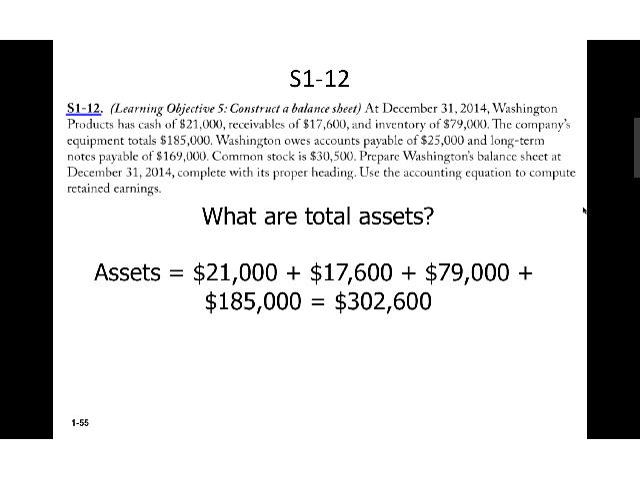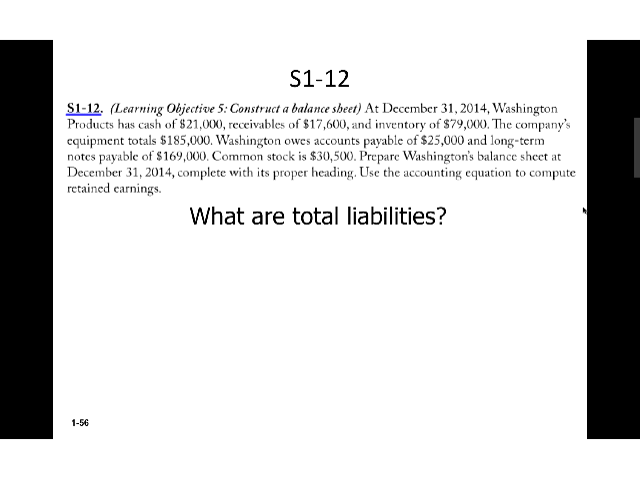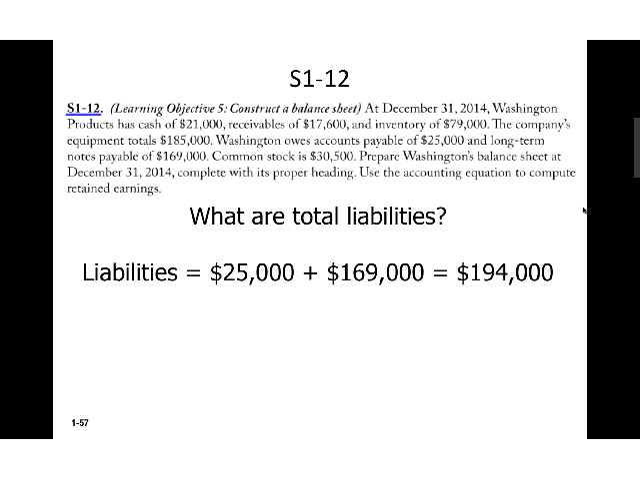My next question is going to be, what's my total liabilities? Because remember, my accounting equation is assets equal liabilities plus equity. I'm trying to solve for equity, so I need assets and I need liabilities. So total liabilities are my accounts payable of $25,000 and long-term notes payable $169,000. So I have $194,000 as my liabilities.